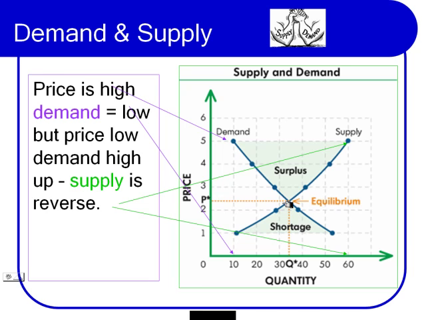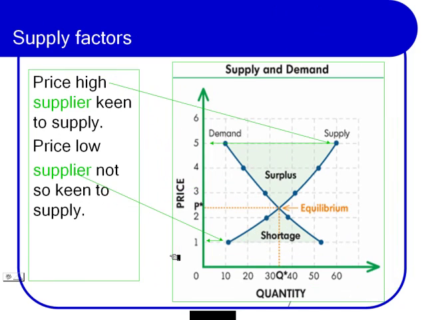So what are we saying? Where the two meet, with a price of about 2.5 and a supply of about 35, that's a balance, an equilibrium. If you have less than that, you get a shortage. If you have more than that, you get a surplus. We've looked at this already. Price high, supplier keen. Price low, supplier not so keen.